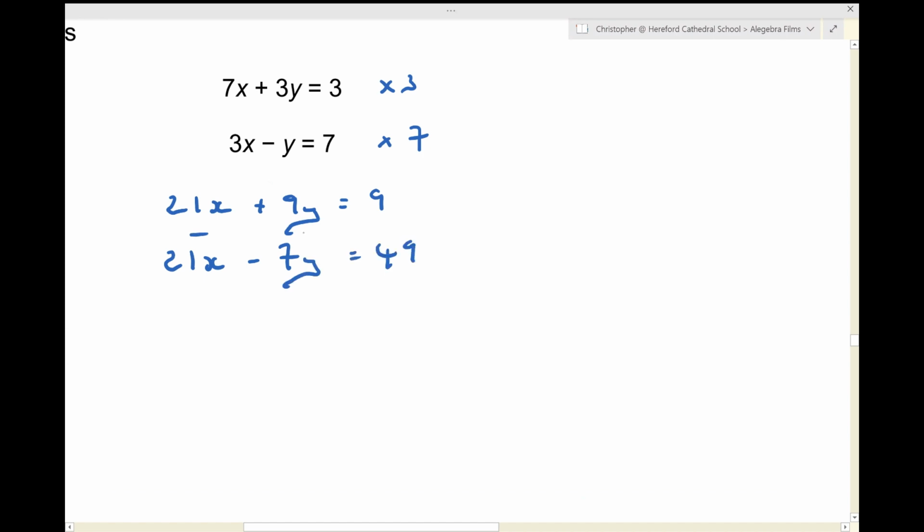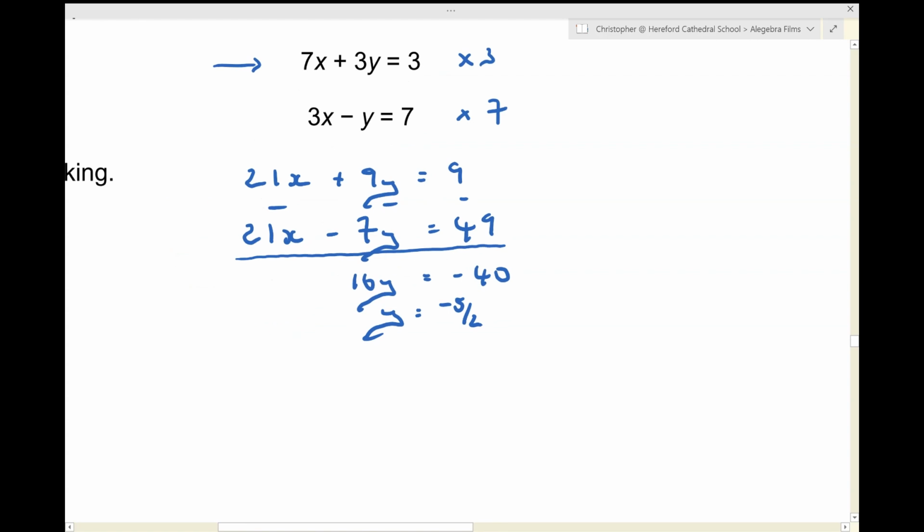I'm subtracting my equations. Be careful. 9y minus minus 7y, 16y, because that's a plus, is minus 40. Divide both sides by 16, and your calculator will tell you that y is minus 5 over 2. Now substitute that into your top equation here.